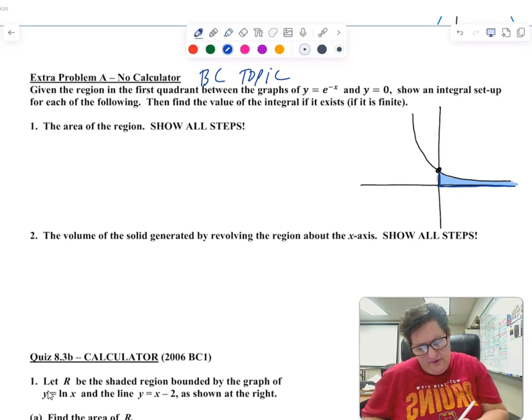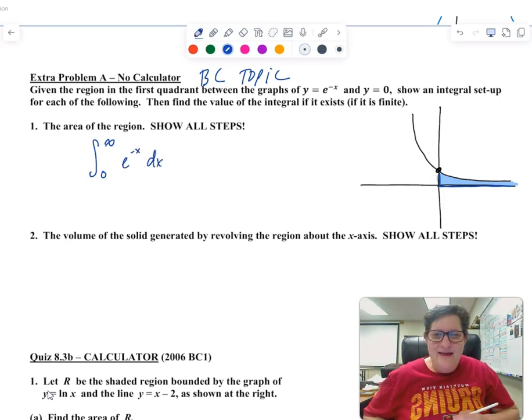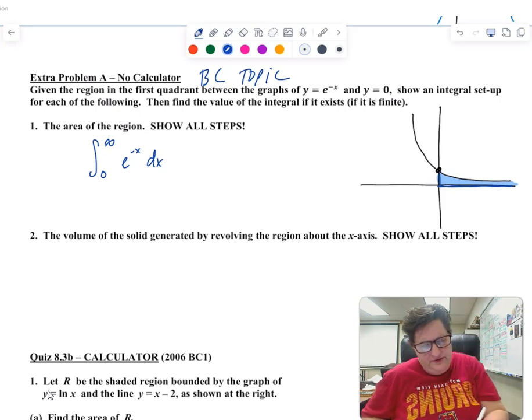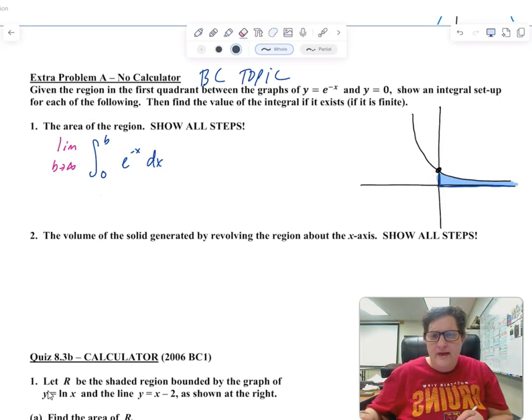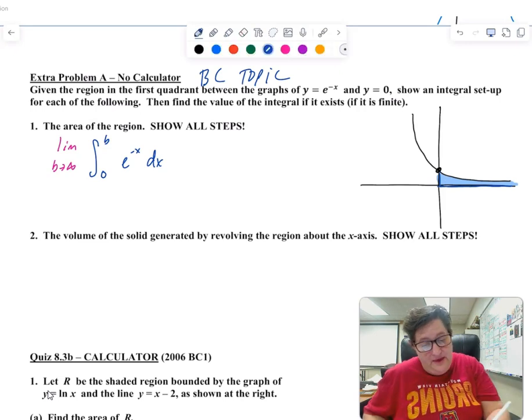I don't know if we talked about improper integrals, but basically the integral of the region is 0 to infinity of e to the negative x. Okay? And it's a little tricky. Again, I'm pretty sure this is a BC only topic, but what we do is we let b equal infinity, or actually, we go like this. We let the top be b, and we say it's the limit as b approaches infinity of that. We don't have to write that. Okay? And you basically do the whole problem with b, and you do the limit at the end.